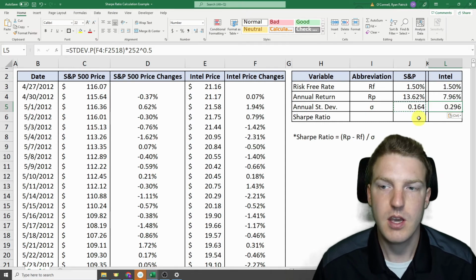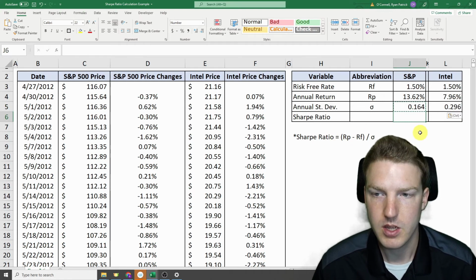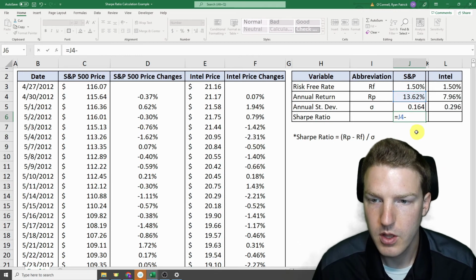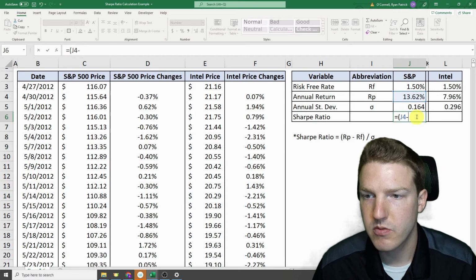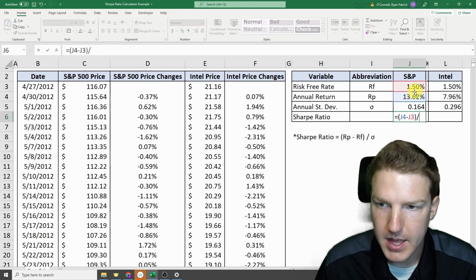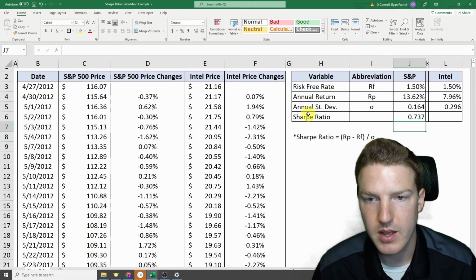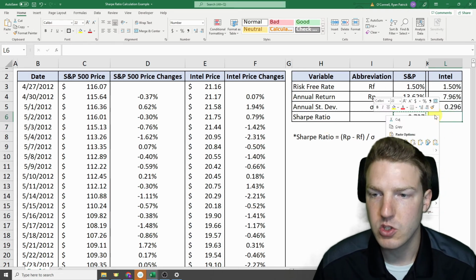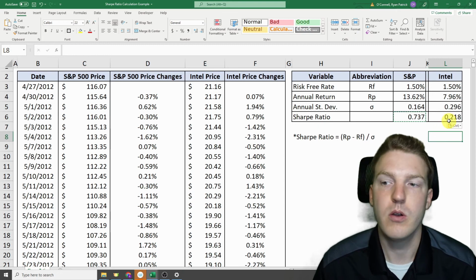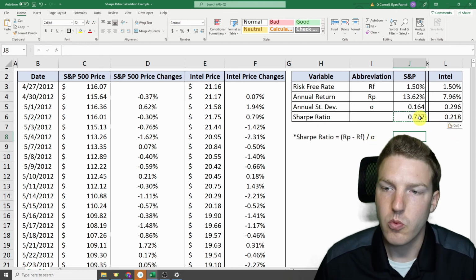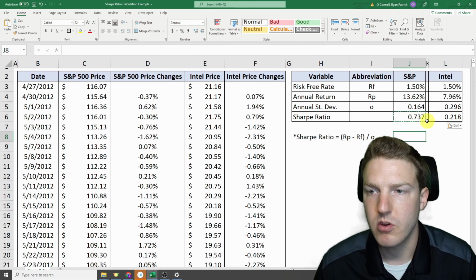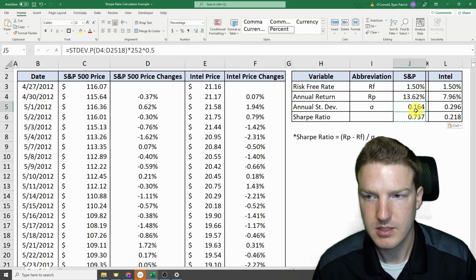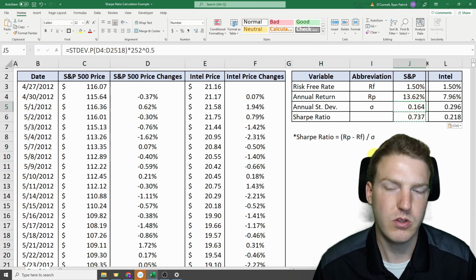So now we have everything we need to calculate Sharpe ratio, which I've put the formula for right here. So it's equal to the return of the portfolio minus the risk-free rate divided by the standard deviation of the portfolio. And so we find that we have a Sharpe ratio of 0.737 for the S&P 500 index and a Sharpe ratio of 0.218 for Intel. So we much prefer S&P 500 over Intel over the last 10 years because not only does it have a higher annual return, but it has a lower risk. So the best of both worlds, truly.